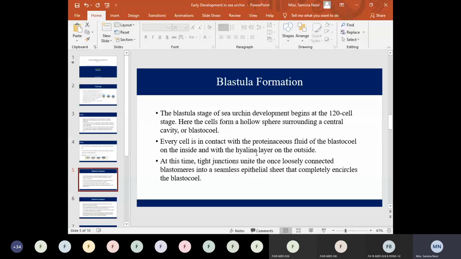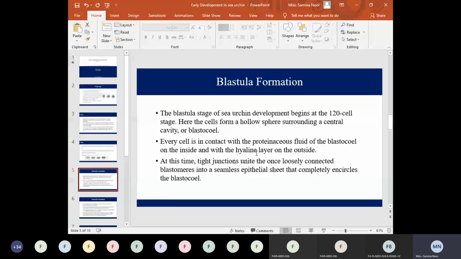So every cell is in contact with the proteinaceous fluid of the blastocoel on the inside and with the hyaline layer on the outside. The cells present at the peripheral region of the blastocoel are also known as the blastodermal cells. So every cell in the blastoderm is in contact with the proteinaceous fluid of the blastocoel at the inner side, and at the outside these cells are in contact with the hyaline layer. This hyaline layer is actually formed as a result of the exocytosis of the cortical granules.